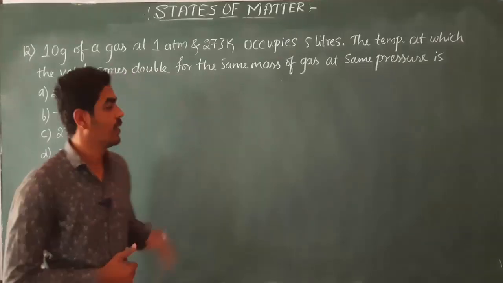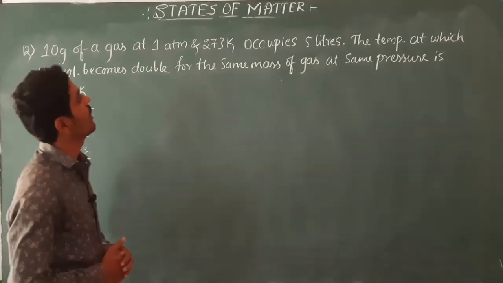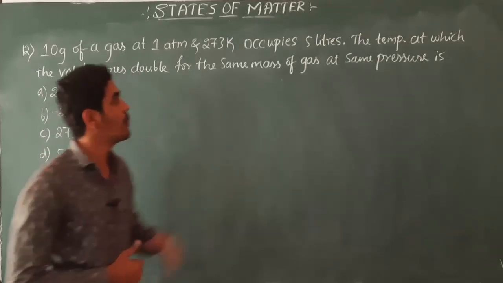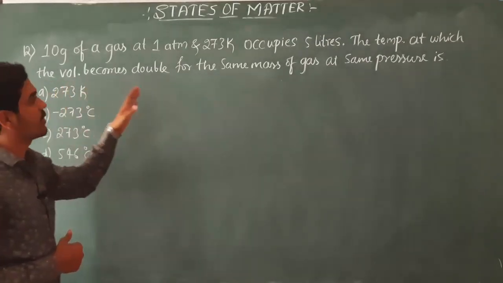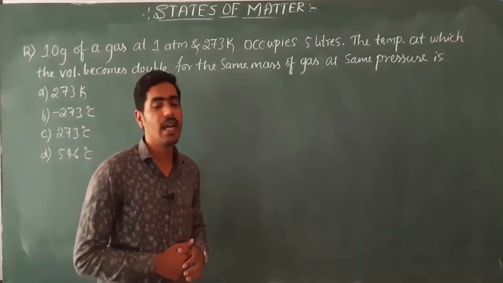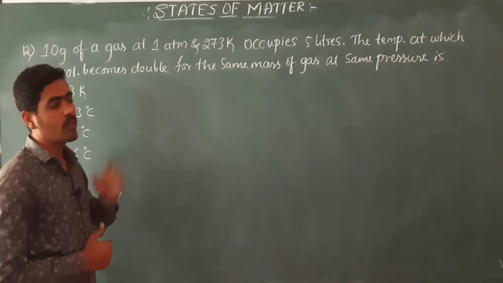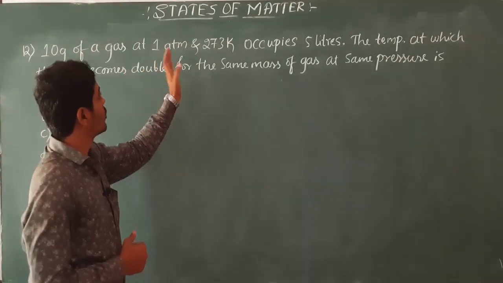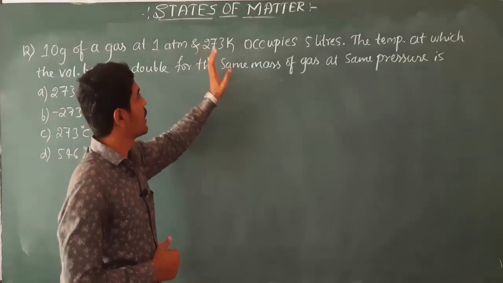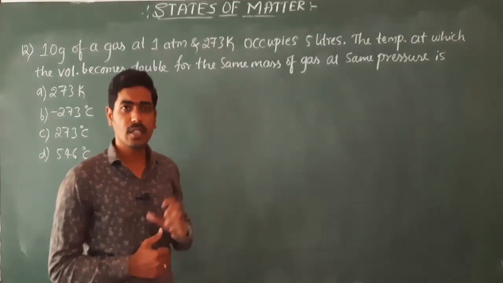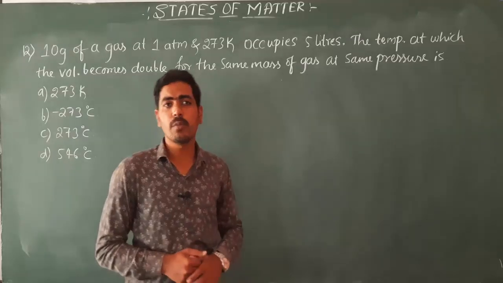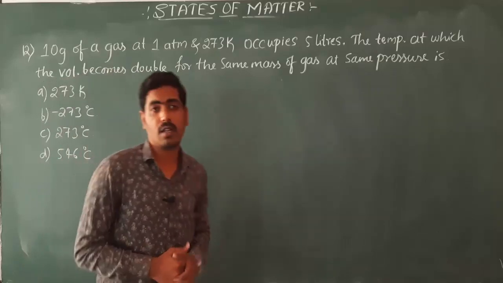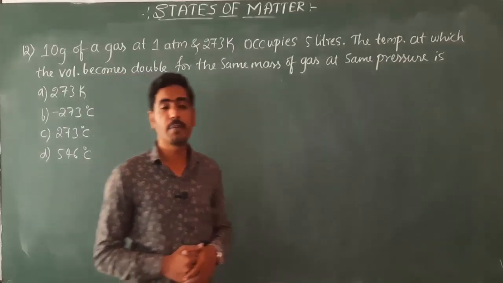12th question. 10 gram of a gas at 1 atm and 273 Kelvin occupies 5 liters. The temperature at which the volume becomes double for the same mass of gas at same pressure is. What did they give? 10 grams of gas, pressure is 1 atmospheric pressure, temperature is 273 Kelvin. Under that condition the volume is 5 liters. The temperature at which volume becomes double for the same mass of gas at same pressure is.